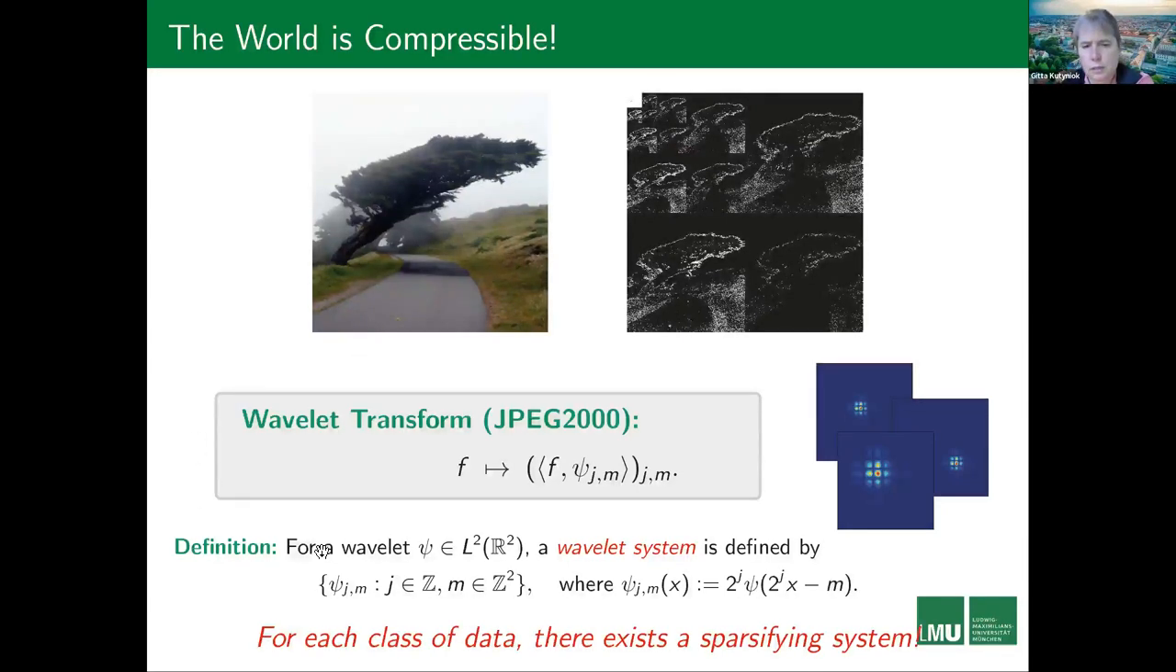So it's today to some extent assumed that no matter which data you have, you can always find such a sparsifying system. There are actually also learning algorithms for doing so. You have some data, and then you can learn a representation system which gives you such properties.